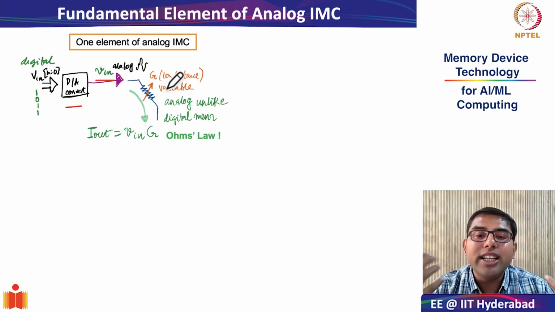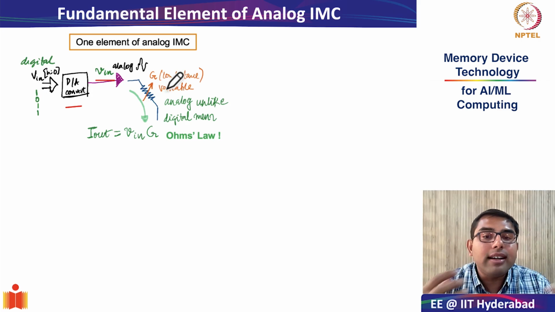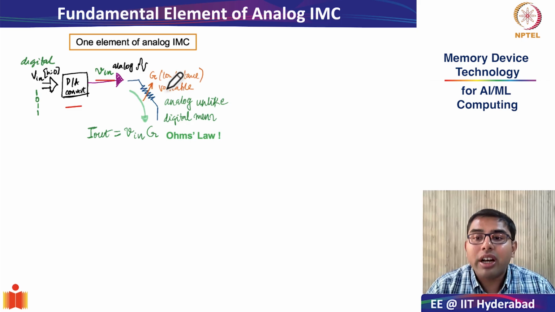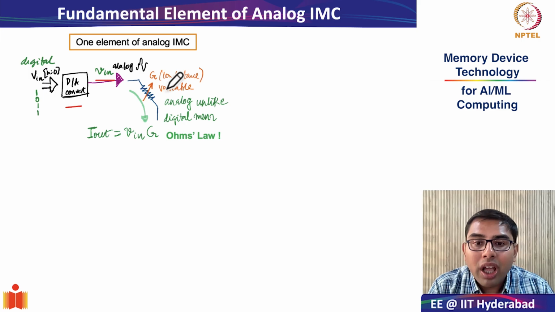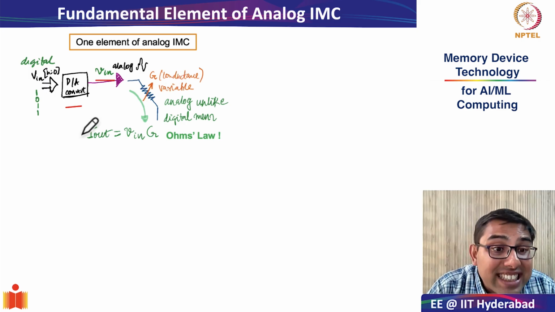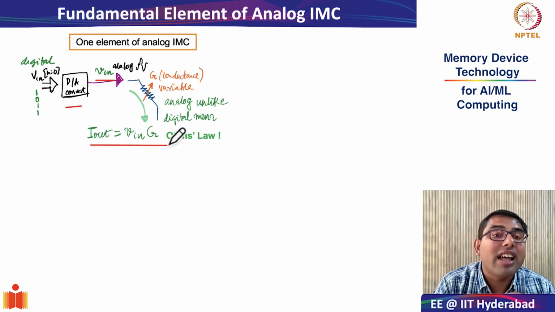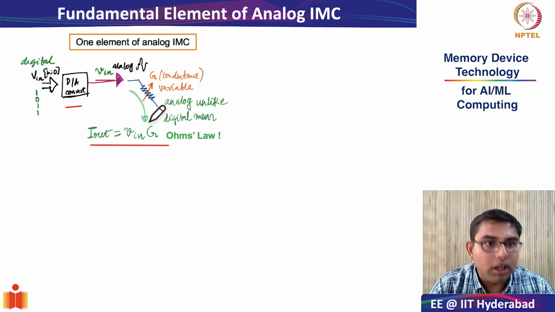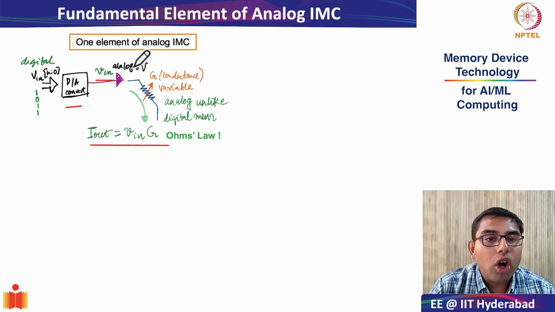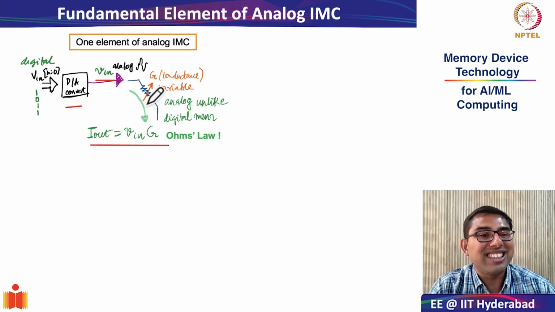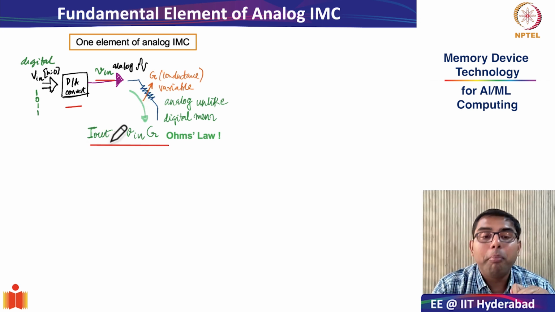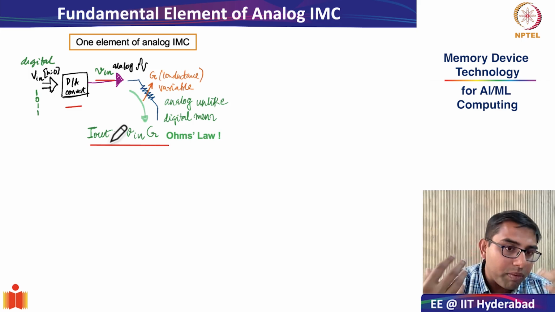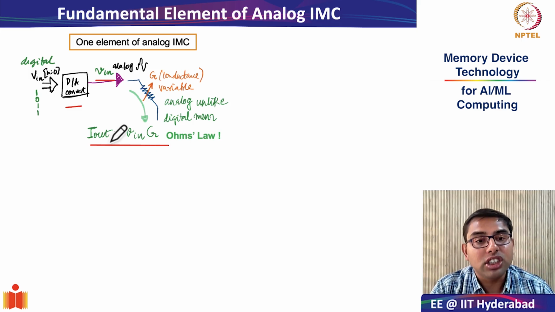So the key idea is very, very simple. The larger the conductance, the larger is the current for the same input voltage. So in a single device, what we are essentially doing is nothing but Ohm's law. The output current of this contraption, when you apply an analog voltage to an analog conductance state, is the multiplication between Vin, which is the voltage, and the conductance G.